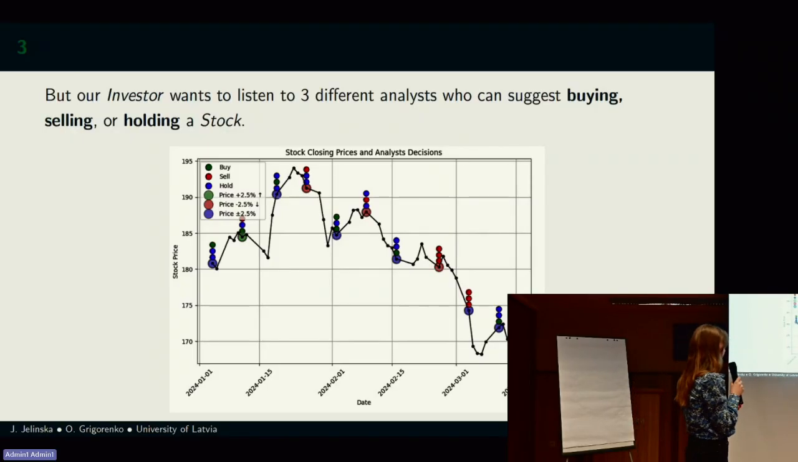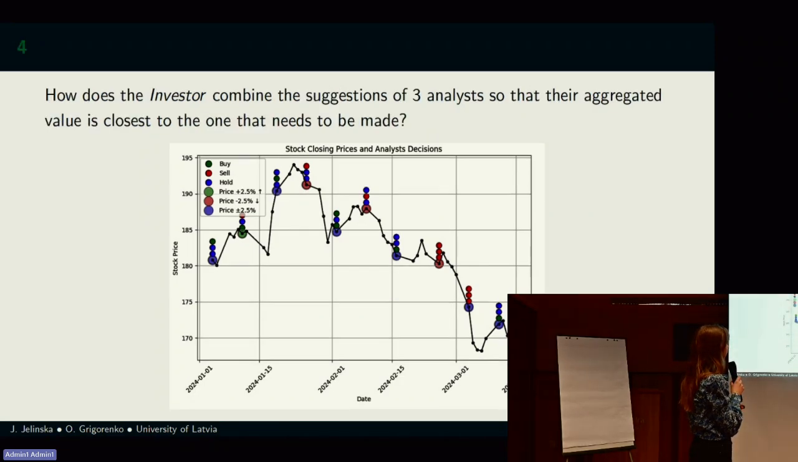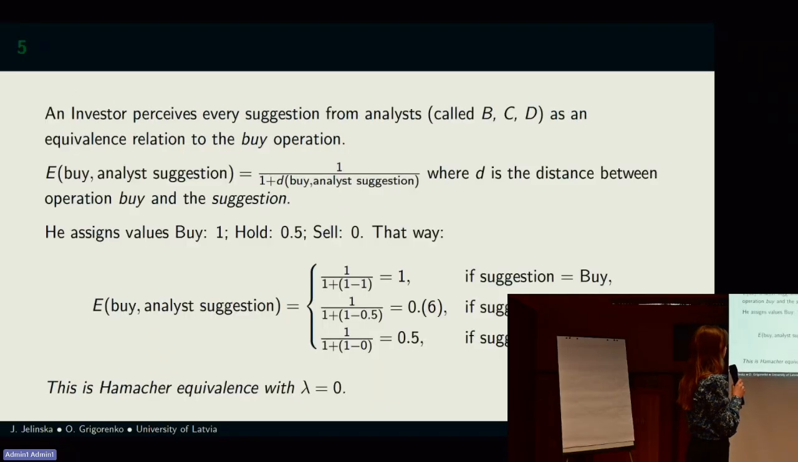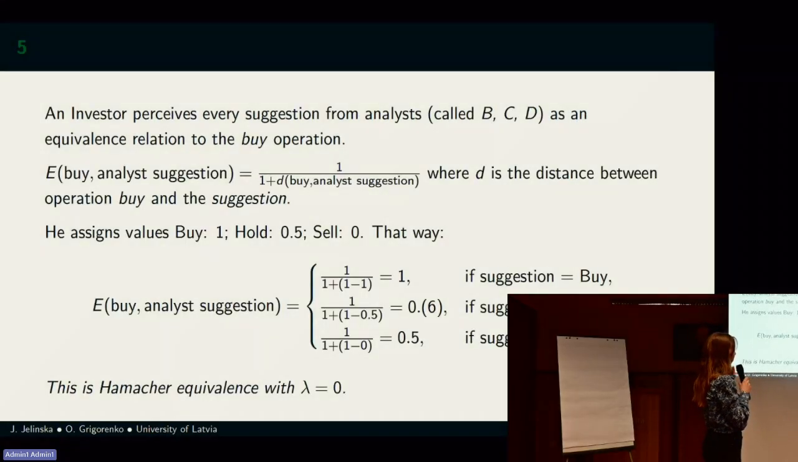So he needs to somehow think how to find the ways how to trust these experts. So he needs to assign weights to the opinions of these analysts, and he can do it. So yes, he needs to assign the weights to these analysts, and then he needs to aggregate these opinions, these suggestions. And what he does, I mean, our investor knows equivalence relations.